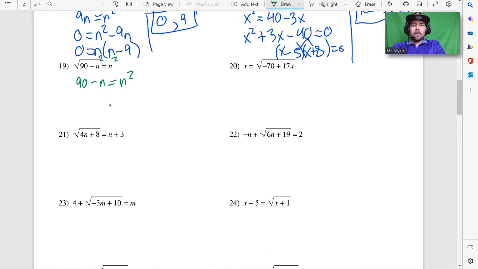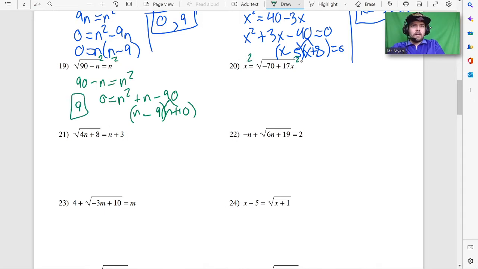You can have any number of regular solutions and then any number of extraneous solutions, depending on how complicated the problem is. So this would be n squared plus n minus 90. That's going to be 9 and 10, minus 9 plus 10. Right, so the solutions are 9 and negative 10. Negative 10 won't work, so 9 is the only answer.